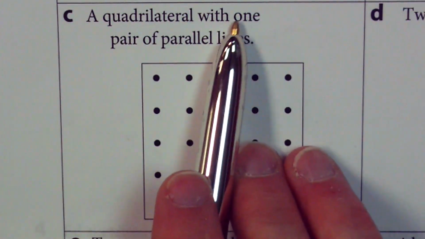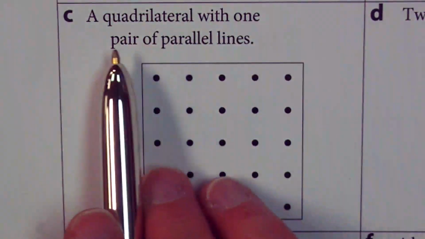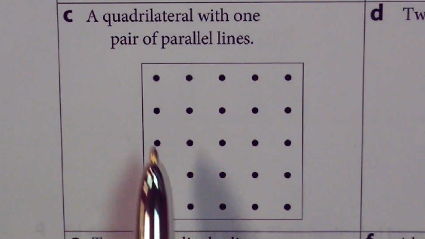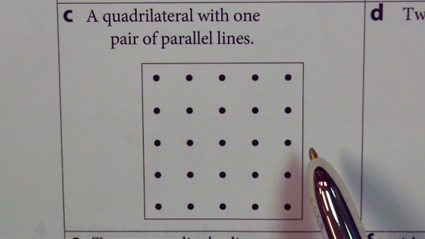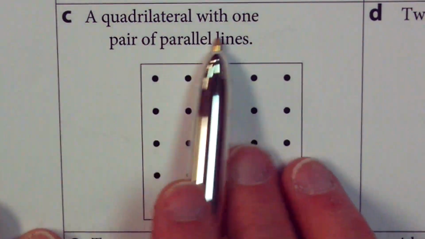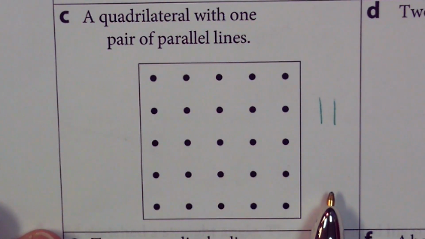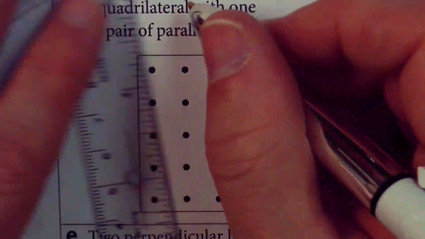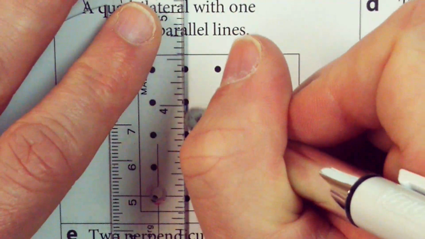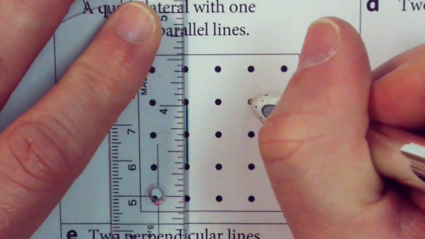A quadrilateral, that means 4 sides, with 1 pair of parallel lines. A quadrilateral, so it has to have 4 sides, and it has 1 pair of parallel lines, so like the opposite sides are going to be parallel. Okay? Well, let's just do that. Let's do opposite sides. I'm going to just kind of maybe just draw something like this. I'm going to make some parallel sides like this.